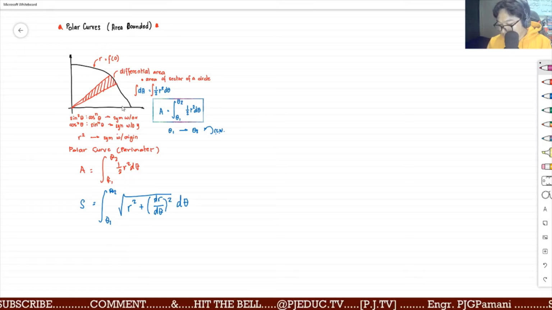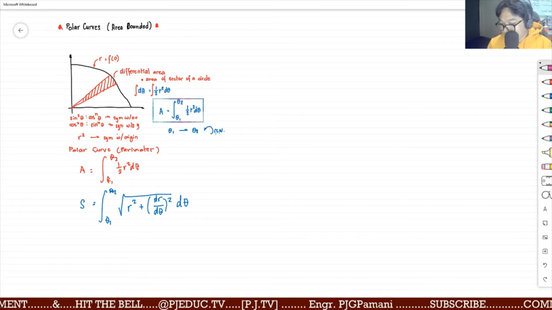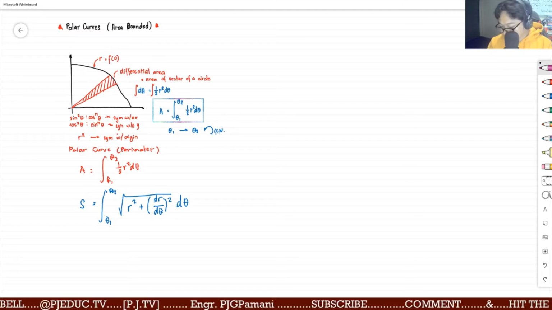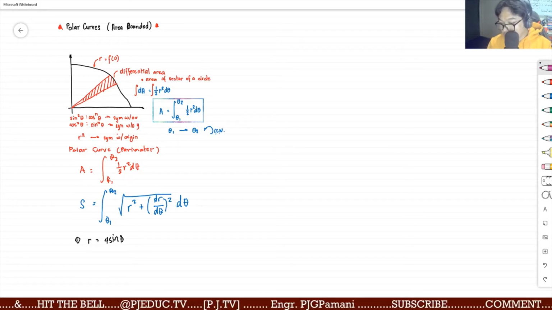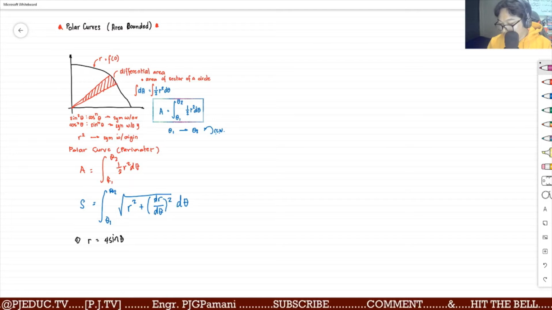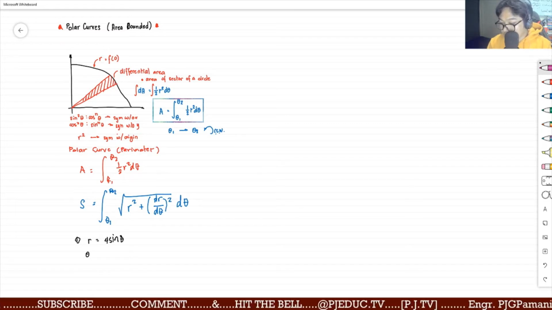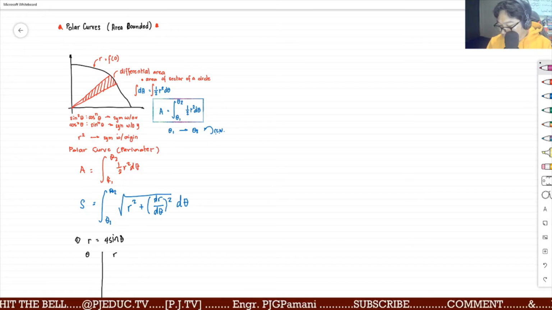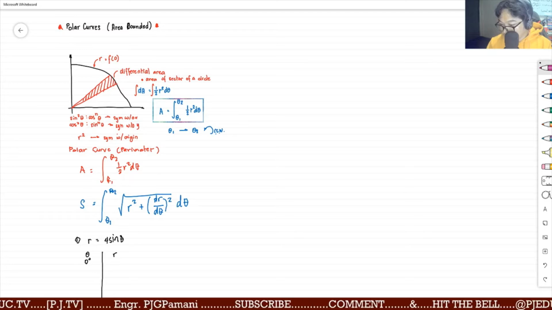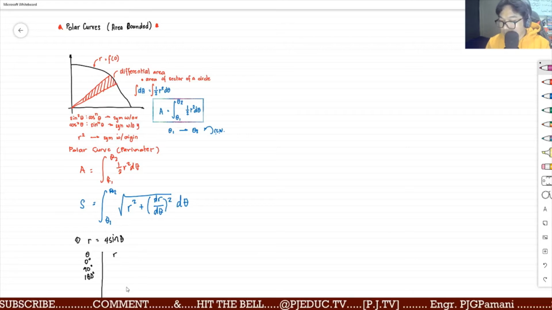Okay? So as a simple example, for this one is the perimeter of the polar curve r is equal to 4 sine theta. Okay? 4 sine theta. That is theta, r, let's just say 0 degree, 90 degree, 180 degree. Okay? Yung buong loop ng ating curve.